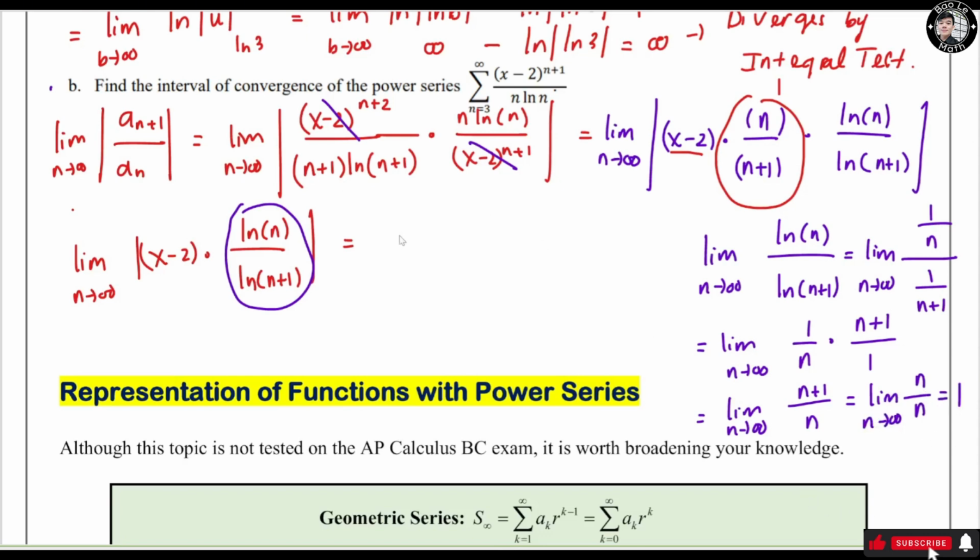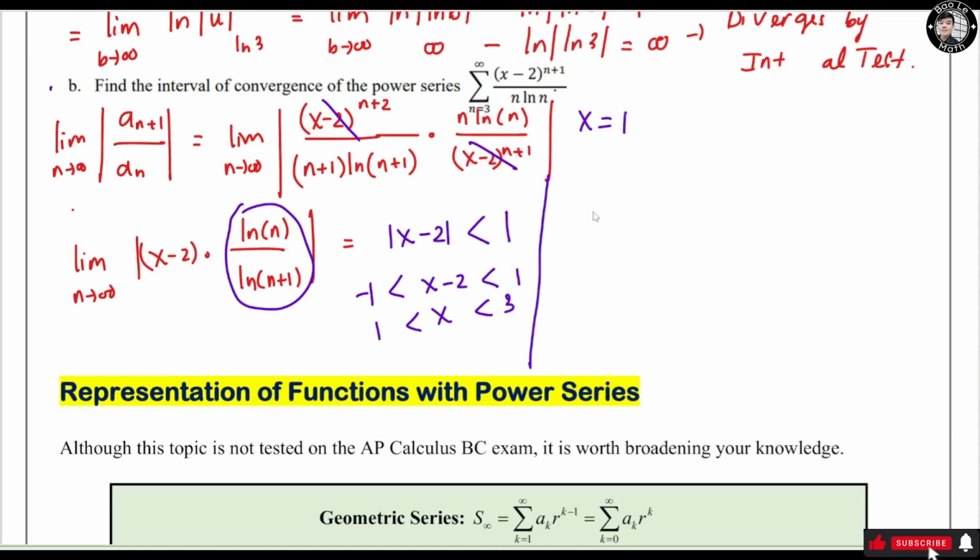So finally, you're going to end up with the absolute value of s minus 2. And in order for this power series to be convergent, this must be less than 1 by the ratio test. So s minus 2 is less than 1 and greater than negative 1. Add 2 to all sides, so it could be 1 less than s less than 3. Now, we need to check the endpoints, right?